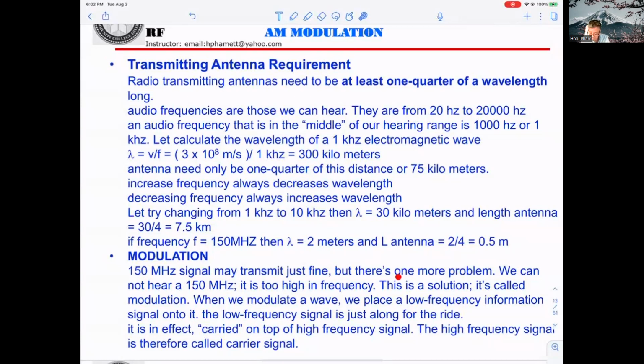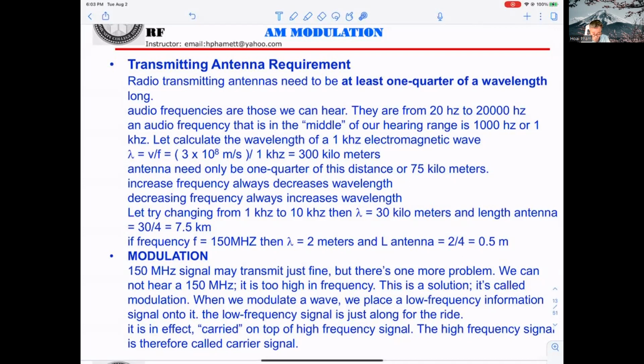But there's one more problem. We cannot hear 150 megahertz. It is too high. Okay? You can see the signal can be transmitted easily at 150 megahertz. However, you cannot hear a signal at 150 megahertz. So that's why they say this is a solution.